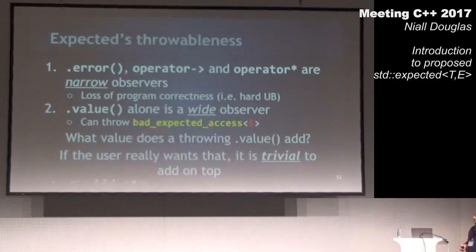If the user really wants some exception to be thrown when value is not being observed correctly, they just bolt it on top. You simply inherit from expected into your own local expected type. You implement your own value observer. If it's not valued, you throw some arbitrary exception, and that solves the problem. So why are we building this into the standard library? Why are we forcing all users to have these semantics, to have to write exception-aware code, when we don't have to? And I don't get it.